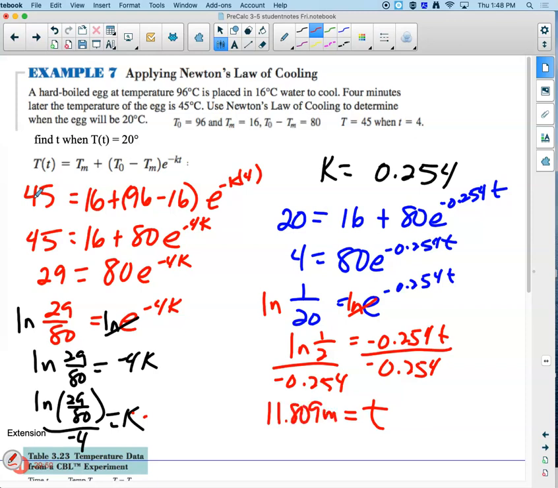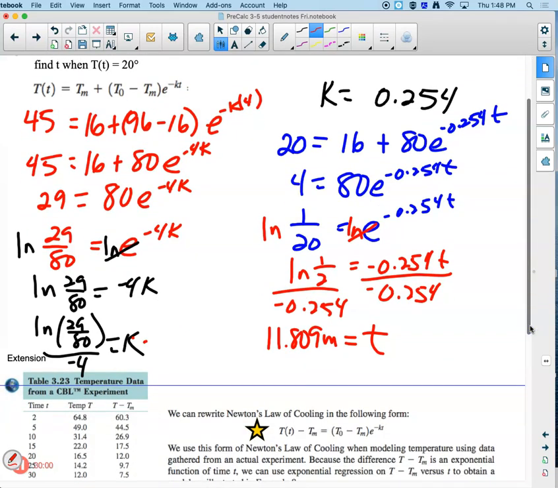11.809 minutes. Now, of course, somebody started a timer when you started all of this and says, well, that's great, but I'd really like to know this in seconds. I want to know when this is going to be exactly 20 degrees. So they could take the decimal portion, the 0.809 times 60, and get this as 11 minutes and 49 seconds.